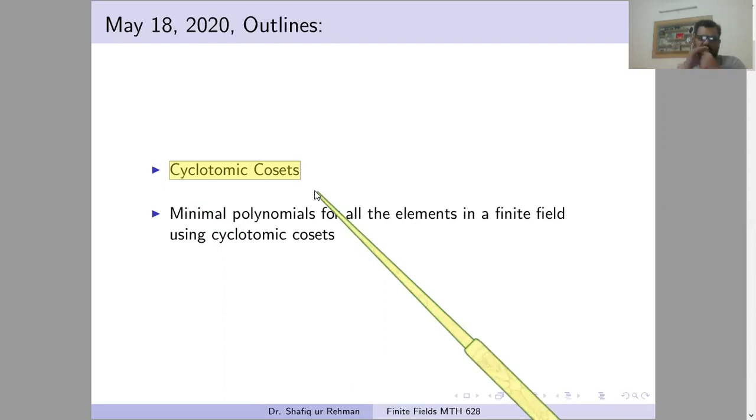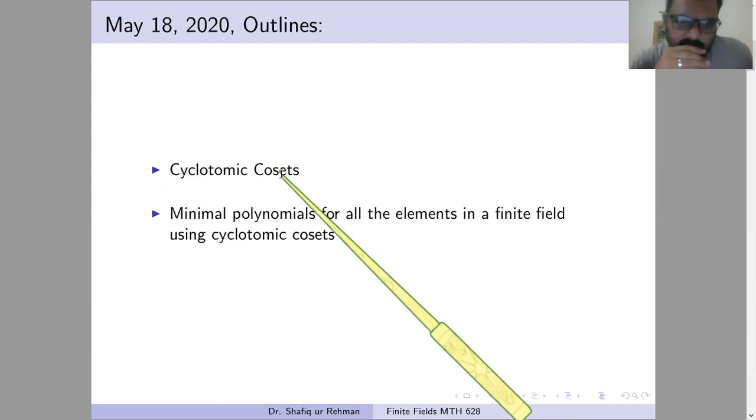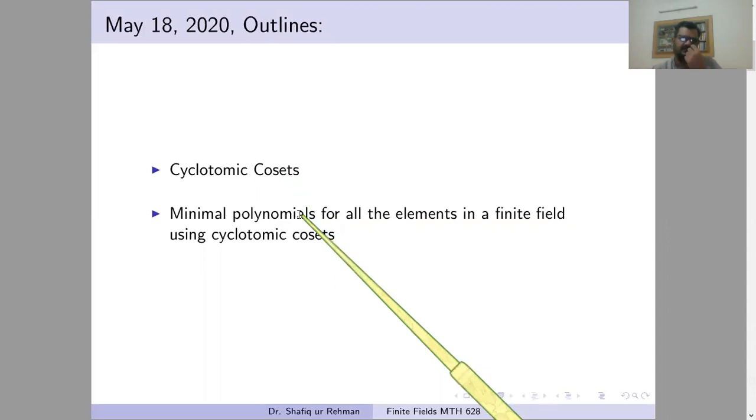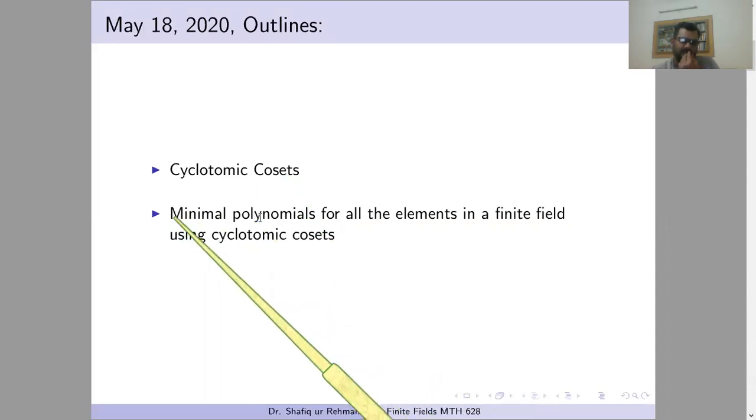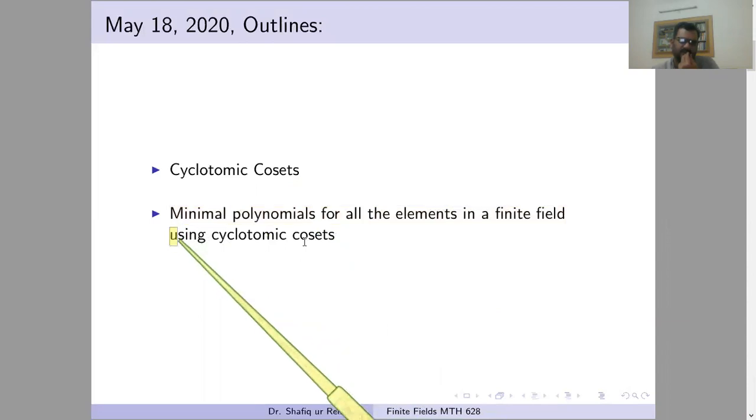We have learned in the previous lesson that cyclotomic cosets are in fact in one-to-one correspondence with the set of conjugates of all elements of a finite field. First of all, we will define cyclotomic cosets. After that, we will observe some examples of cyclotomic cosets. And then we will learn how to find minimal polynomials for all elements in a finite field by using these cyclotomic cosets.